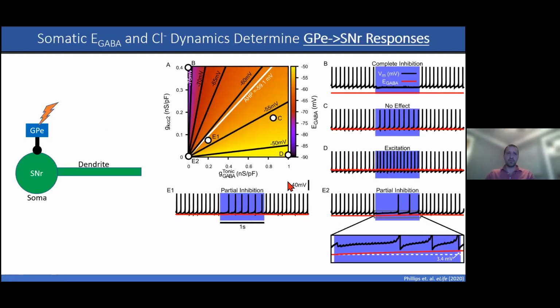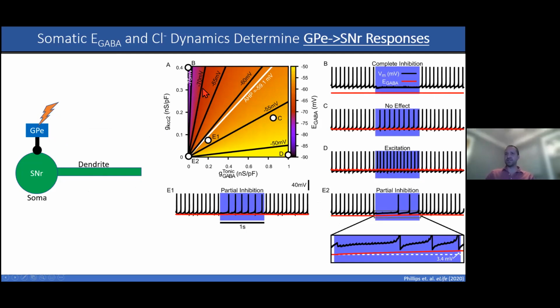All right, so with GPE stimulation, this is the one that goes onto the soma. If we pick different spots within this 2D space, we can get all kinds of different responses. Up here, this point B, we have a pretty low chloride load, but strong extrusion capacity. If you stimulate these GPE synapses, we predict you can get complete inhibition.